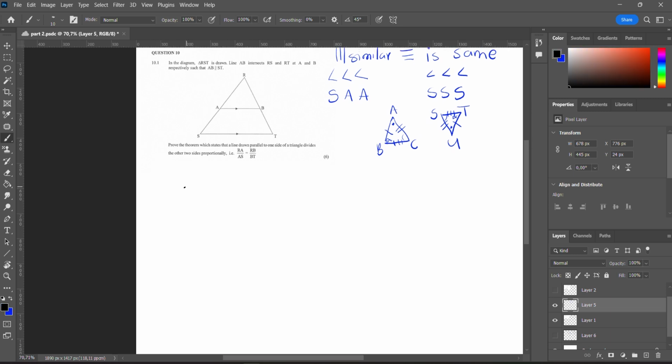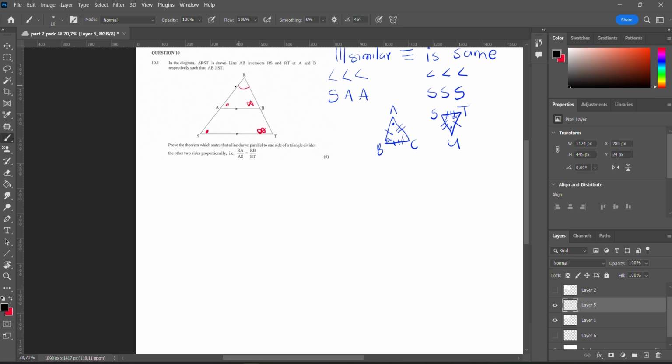So to prove that this triangle is similar, we have that AB is parallel to ST. So in the diagram, RST is drawn, then AB intersects RS and RT at A and B respectively, and AB is parallel to ST. And what that is telling me is that this angle equals to that angle, this angle equals to that angle, and this angle equals to that angle.